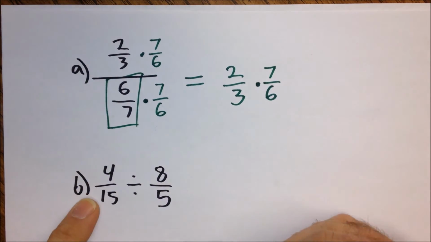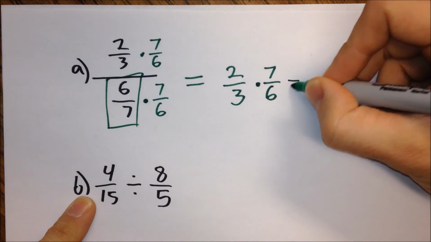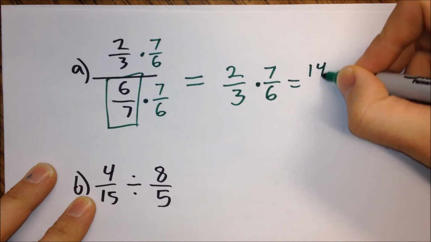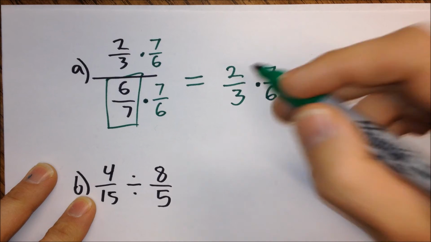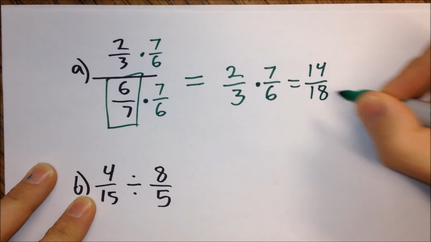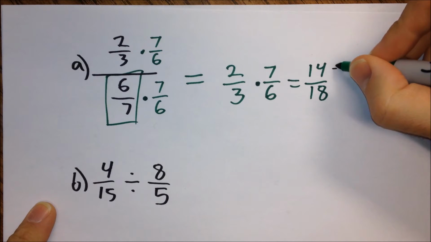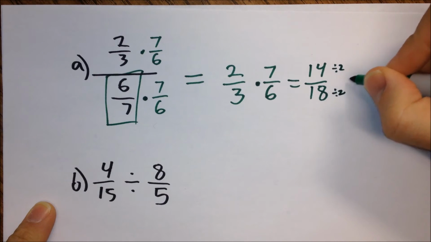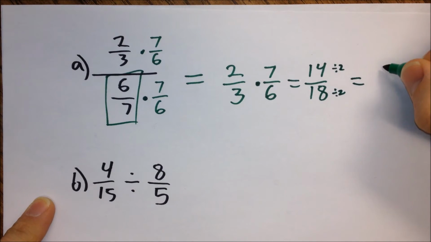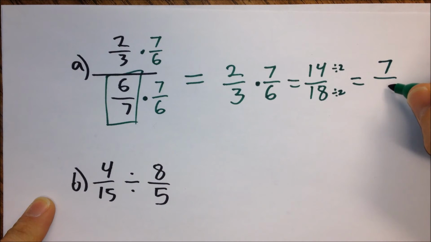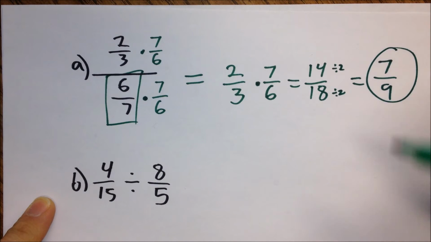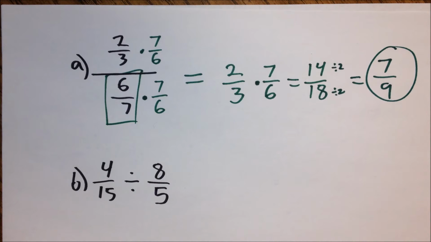Let's go ahead and multiply this across and see what we get. We get 7 times 2 is 14. 6 times 3 is 6, 12, 18. I'm going to go ahead and simplify. Let's simplify it by dividing both of these by 2. I'll divide by 2 and divide by 2. And then I'll get 14 divided by 2 is 7. 18 divided by 2 is 9. So it looks like 7 divided by 9 is our answer.